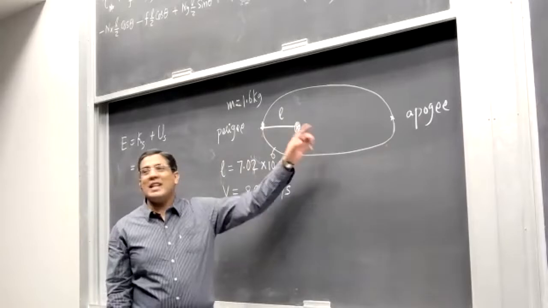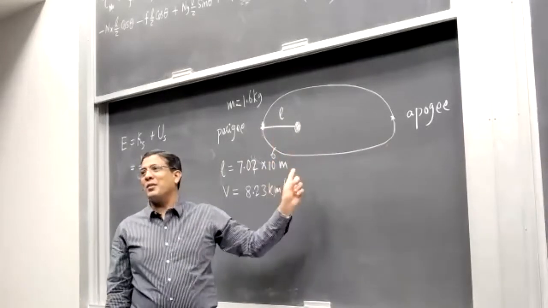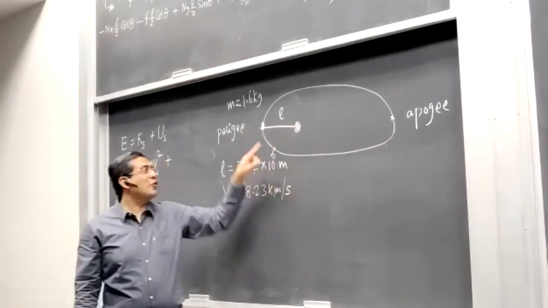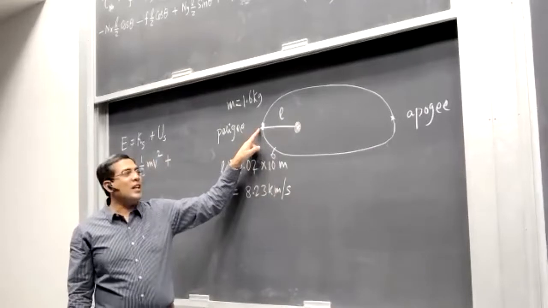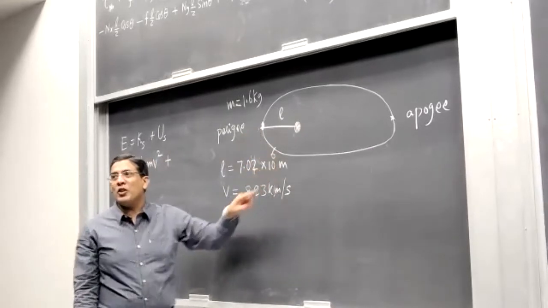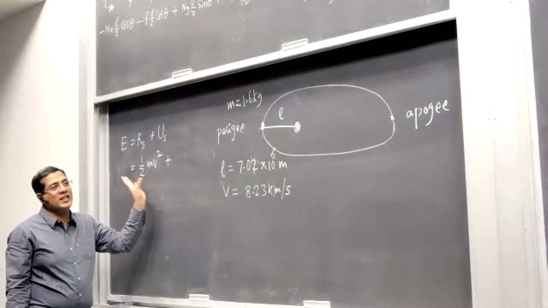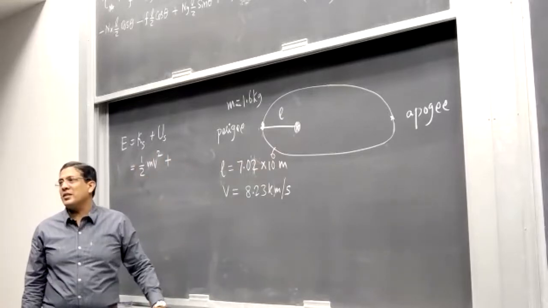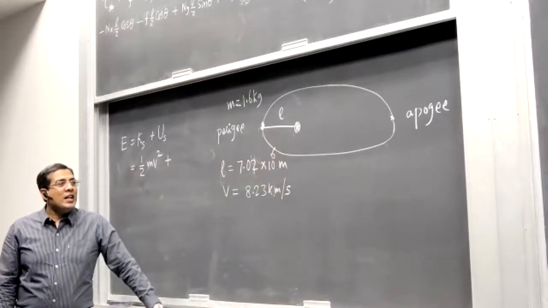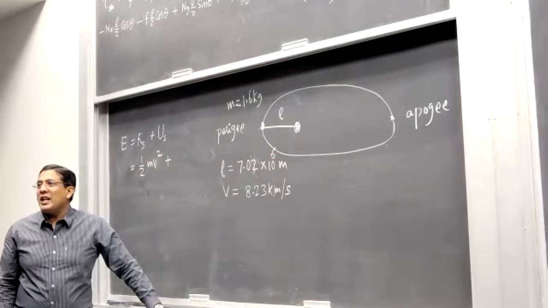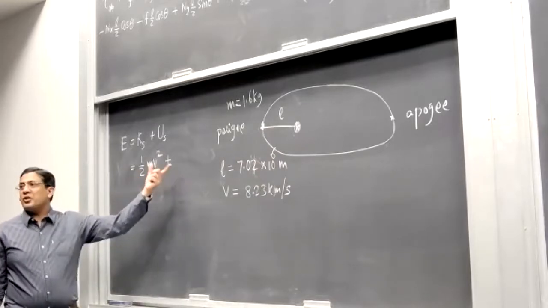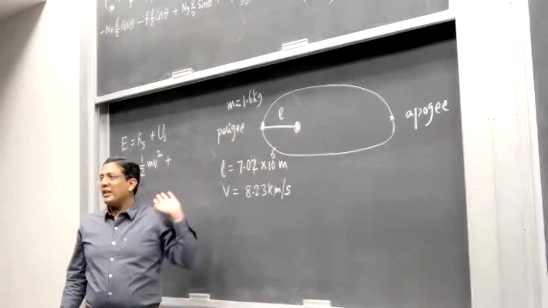But since it's a conserved system, if we can calculate its total energy at this point, then we don't really care about the details, that is, how much of the total energy is kinetic energy at a different point and how much is the potential energy. The sum would remain the same, although these individual contributions would change as it goes around the orbit. Okay?